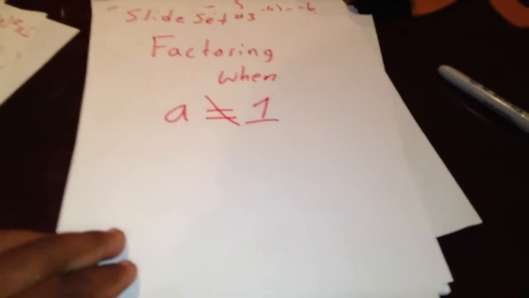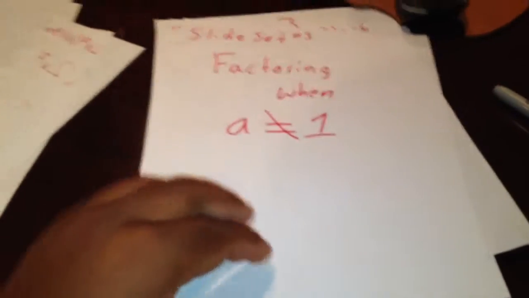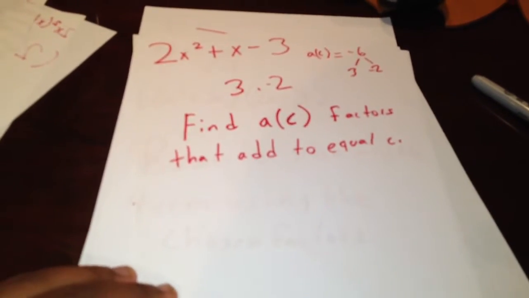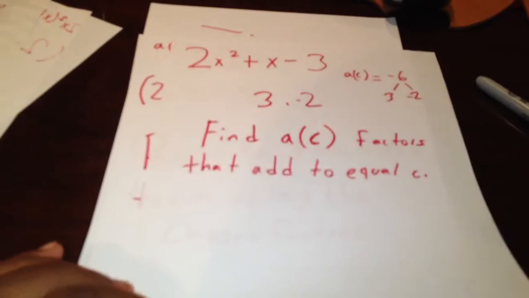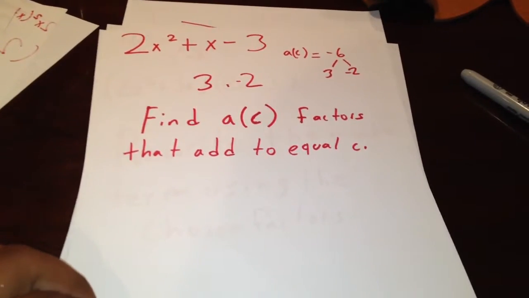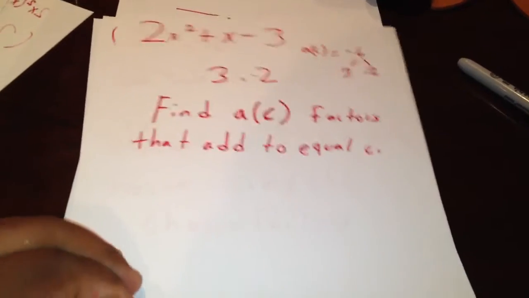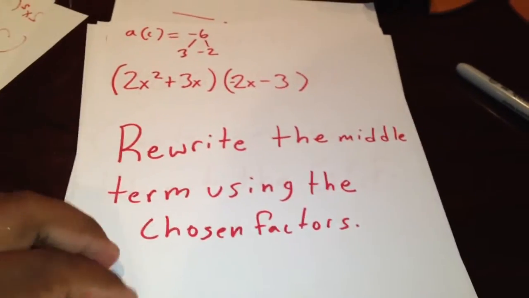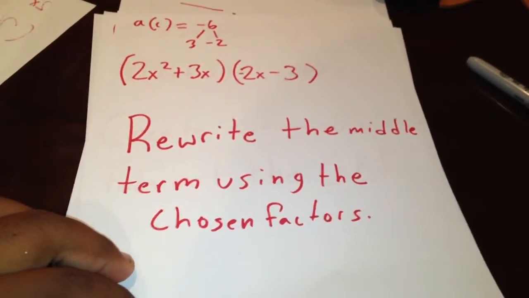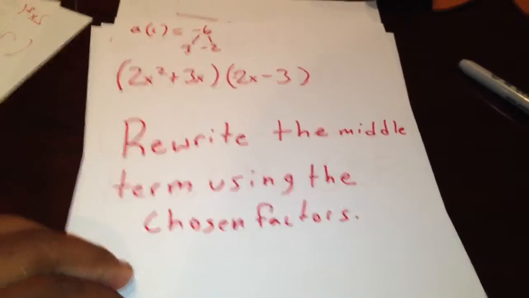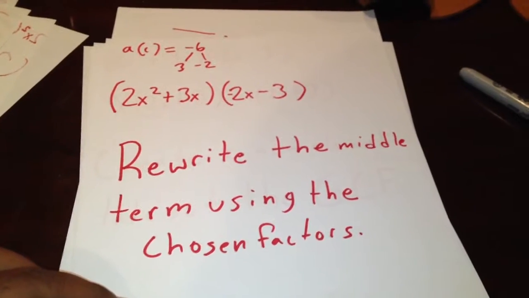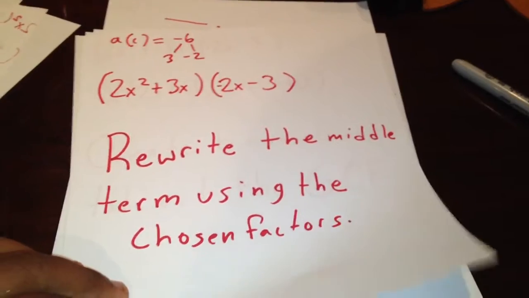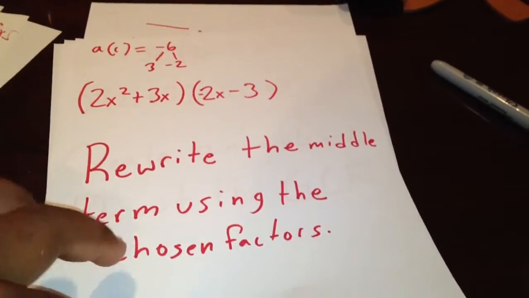Slide set number 3, factoring when a does not equal 1. For this, I'm going to use the problem 2x squared plus x minus 3. For this, the first step is to find the a times c factors that add to equal b, which in this case will be 3 and negative 2. And then you would rewrite the middle term using the chosen factors, which would leave you with 2x squared plus 3x and negative 2x minus 3.